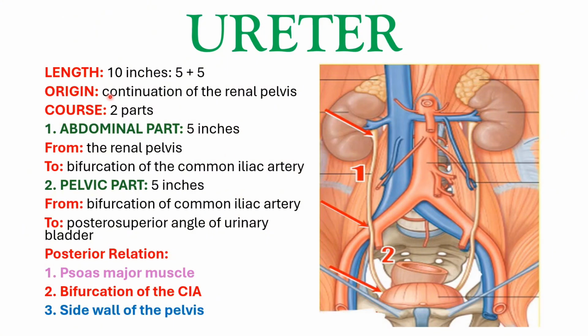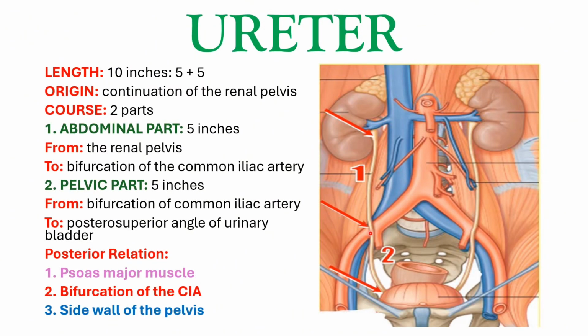Now what is the course of the ureter? The ureter has two parts. It has the abdominal part. The abdominal part starts from the renal pelvis all the way to the bifurcation of the common iliac artery. So this is the common iliac artery, and you can see that it is bifurcated. This is the internal iliac, this is the external iliac. So the abdominal part starts from the renal pelvis all the way to the bifurcation of the common iliac.